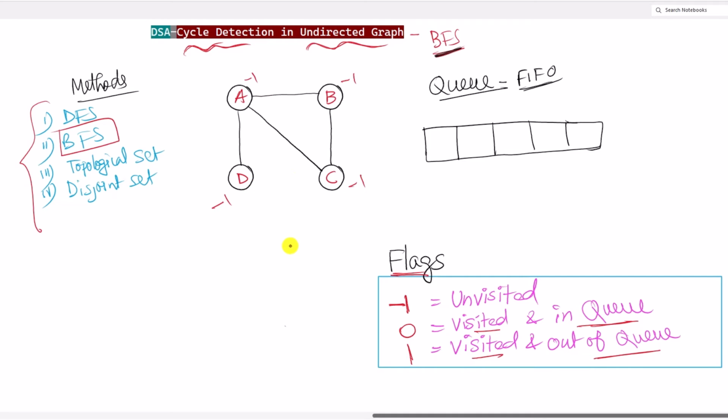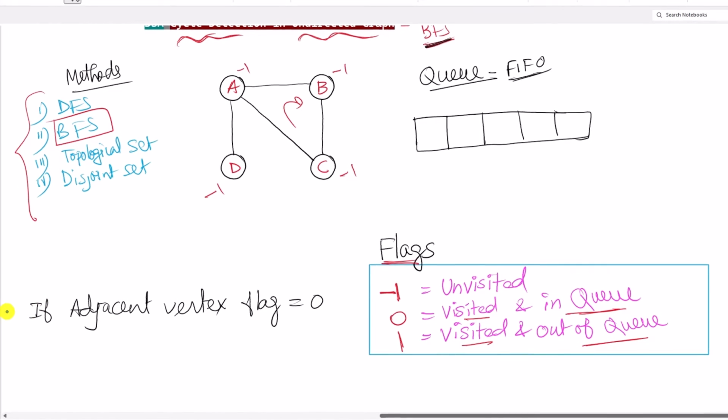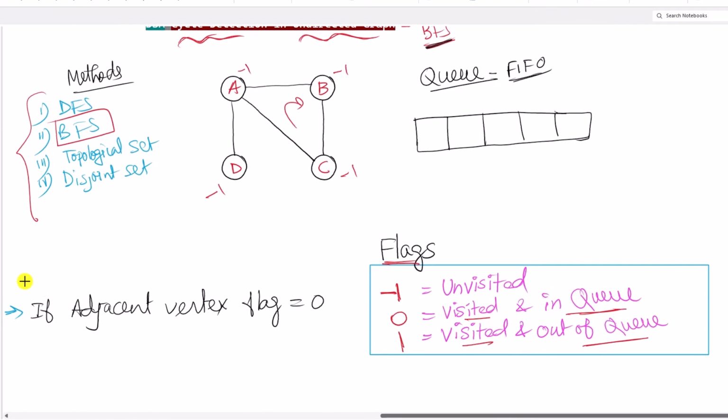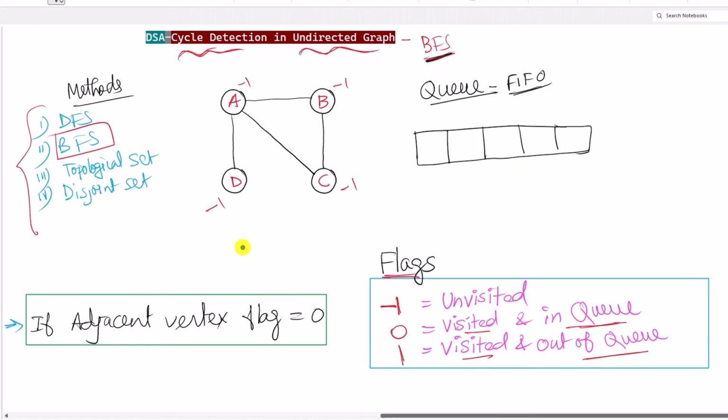Now the question is when we should say that there is a cycle in our graph. So here is the condition: if the adjacent vertex flag is 0, then we're gonna say that there is a cycle in our graph. So let's now start the traversal of this graph. We can start from any vertex, so let's start from this vertex A.